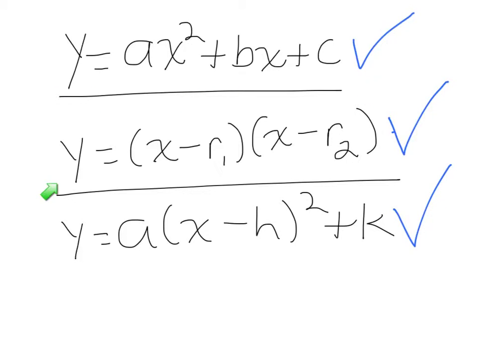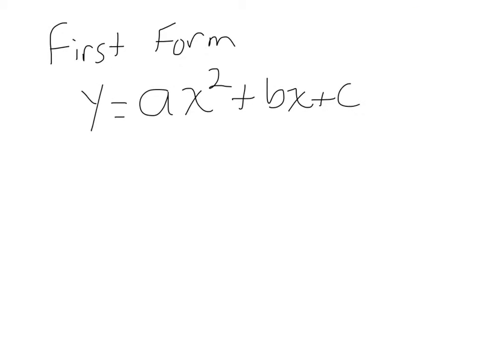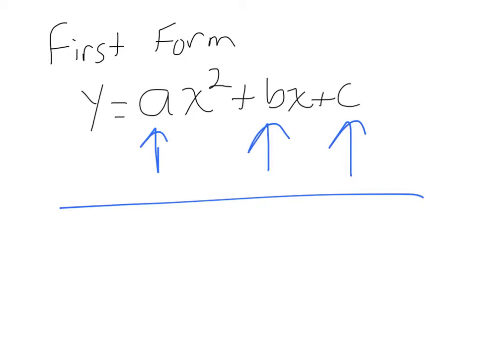Standard, factored, vertex. Supposedly each one of these has information in it that you can look at and instantaneously know the answer to. So each one of these is supposed to be able to give us certain pieces of information on that picture instantaneously. So in this first form, that information is probably going to come from one of those three locations, either the A, B, or C. So in this standard form, A, B, or C is going to be the information provider to us.